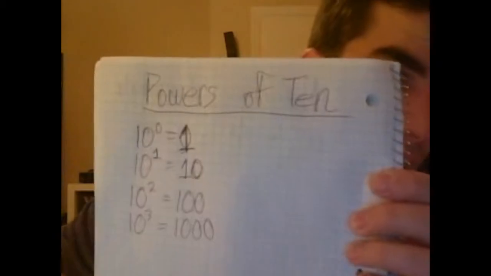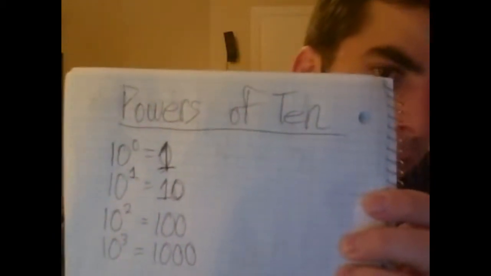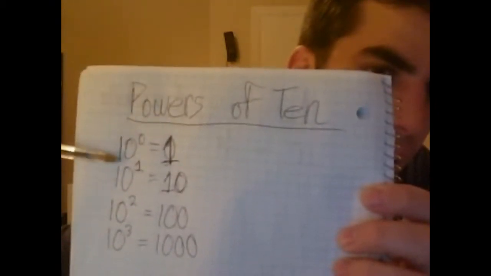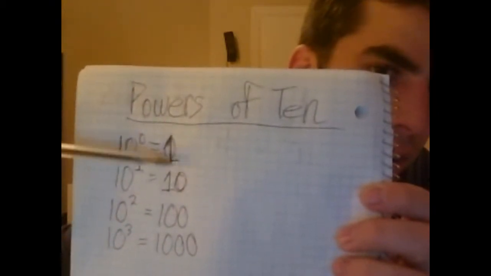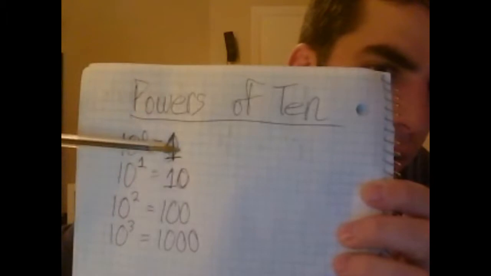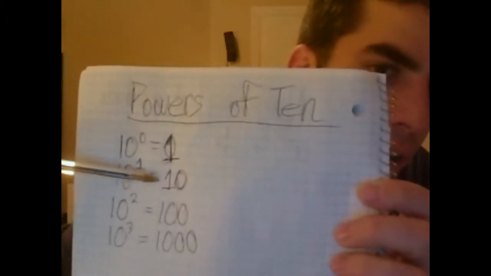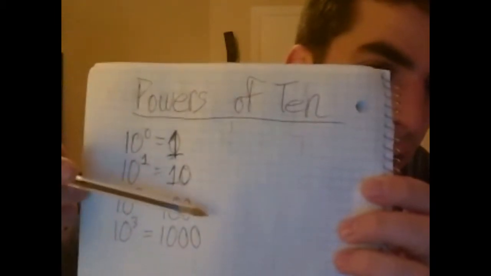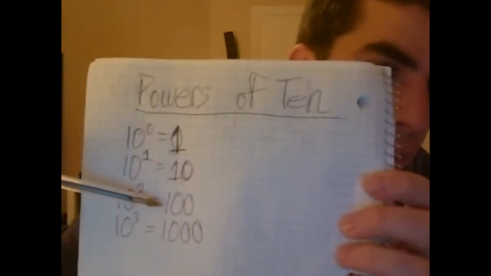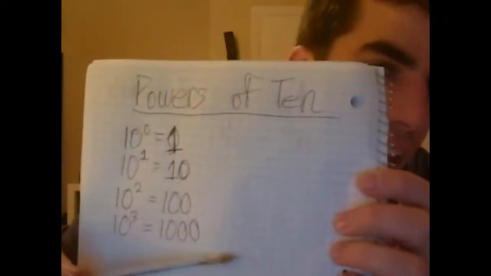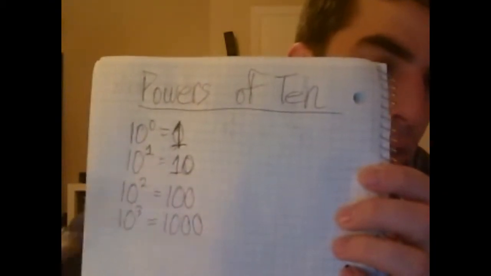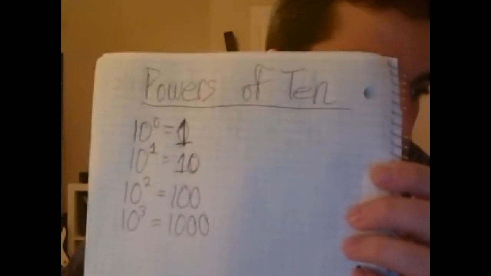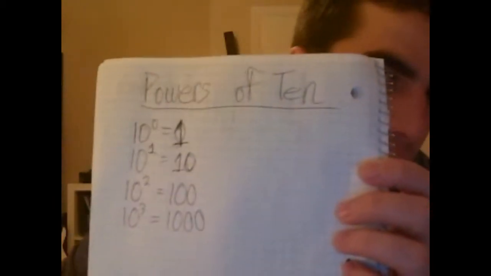Okay? Alright, let's start with the powers of 10. Now, you remember from our last video that anything to the 0 power is 1. So 10 to the 0 power is 1. 10 to the first power is 10. We know that by the property of identities. 10 to the second is 100. We know just by computing it. And 10 to the third is 1,000. We also know because 10 times 10 is 100, and 10 times 100 is 1,000.